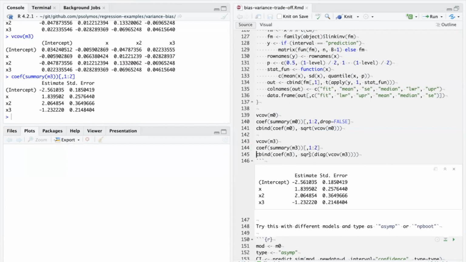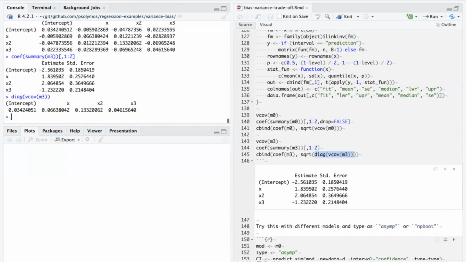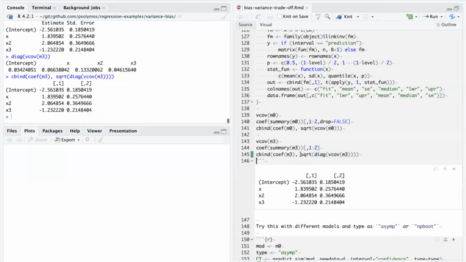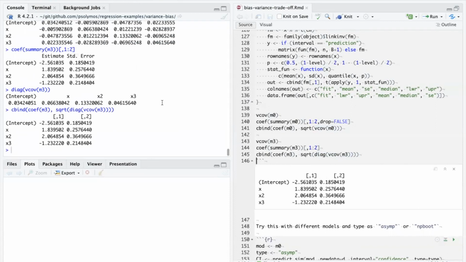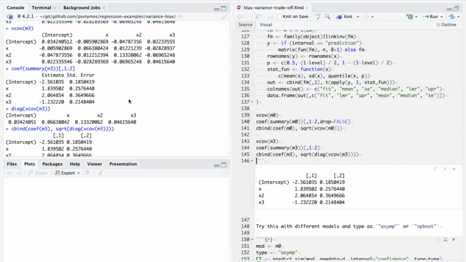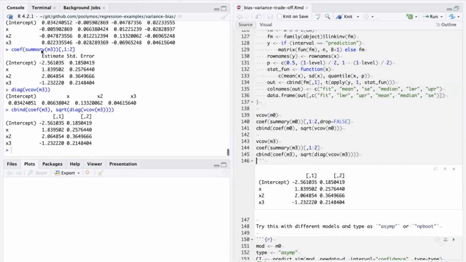And if we pull out the diagonal from the previous matrix and take the square root of it, that is going to be what is displayed in the summary. You see, this part of the summary is identical to this one. So this is how the summary is put together.